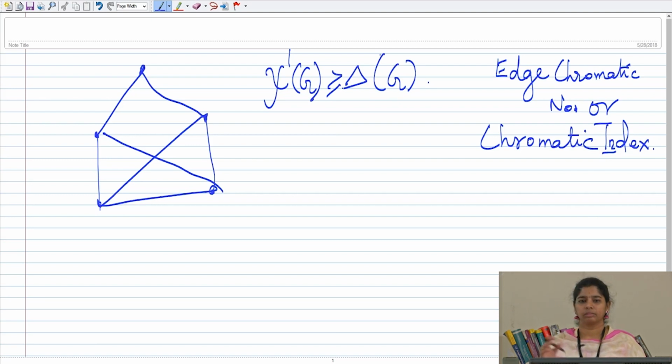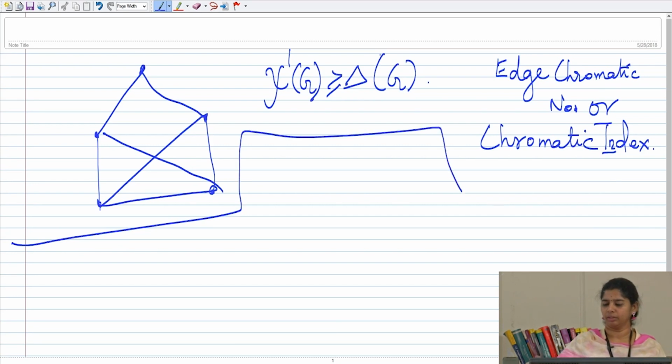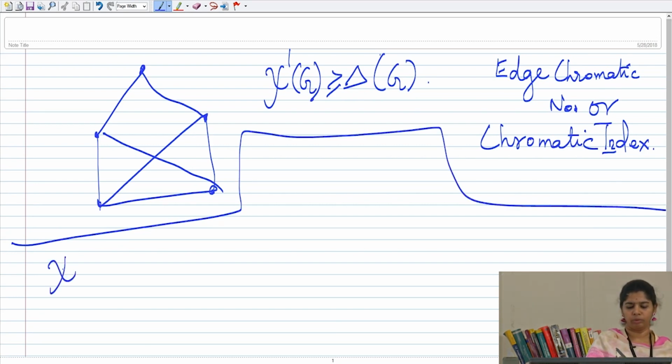Right. What about the upper bound? Can we connect anything like we did in the previous case with the clique? Here can we do something with that? Chaliye, before we go into that, okay, let me put up some standard questions. What about chi prime of Kn?